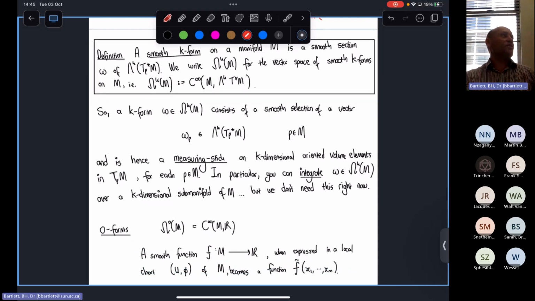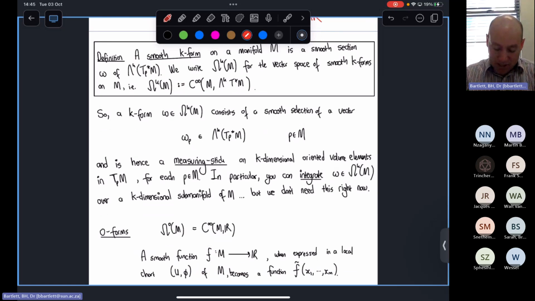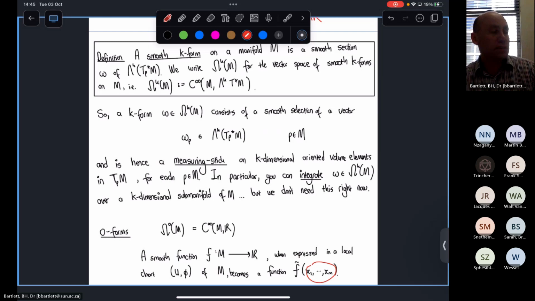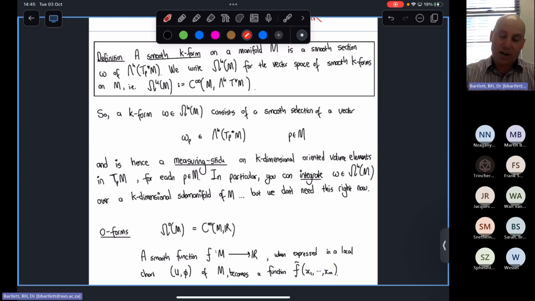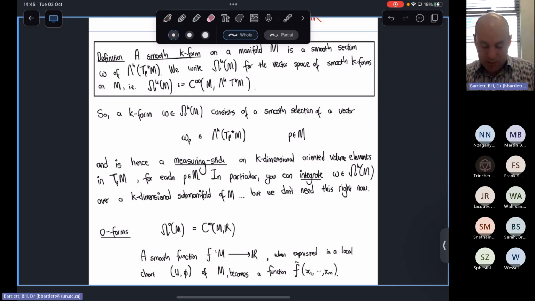Locally, what does a smooth function look like? If you express relative to a local chart, the function f in the chart, we'll call it f tilde, is going to be a function of the coordinates of that chart. Okay, so what I'm going to go through here is just locally what these geometric objects look like relative to a chart. So a smooth function locally in a chart is just a function of a bunch of coordinates, a many variable function.